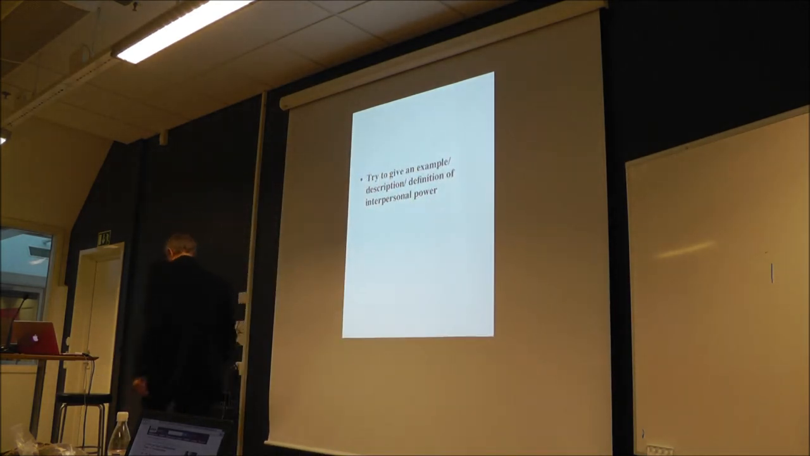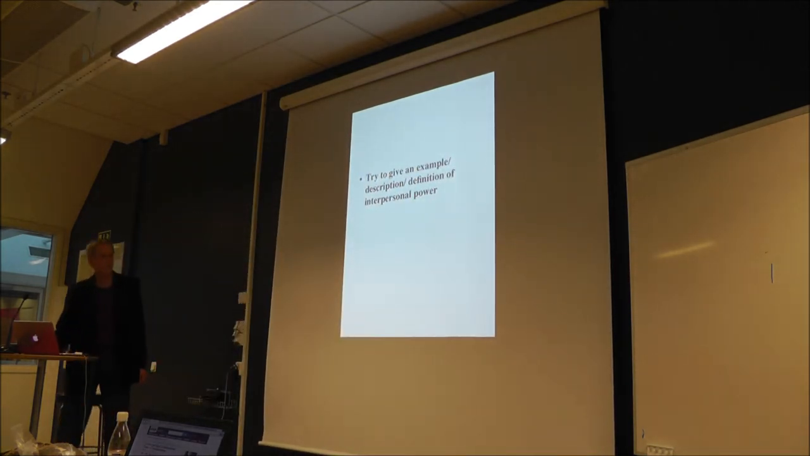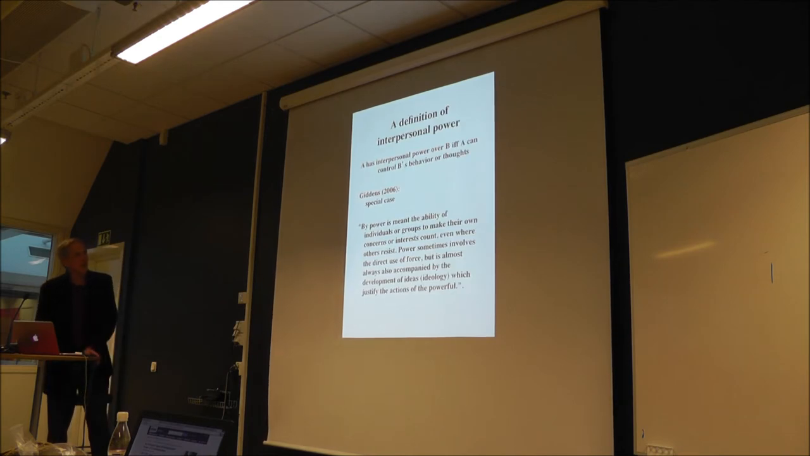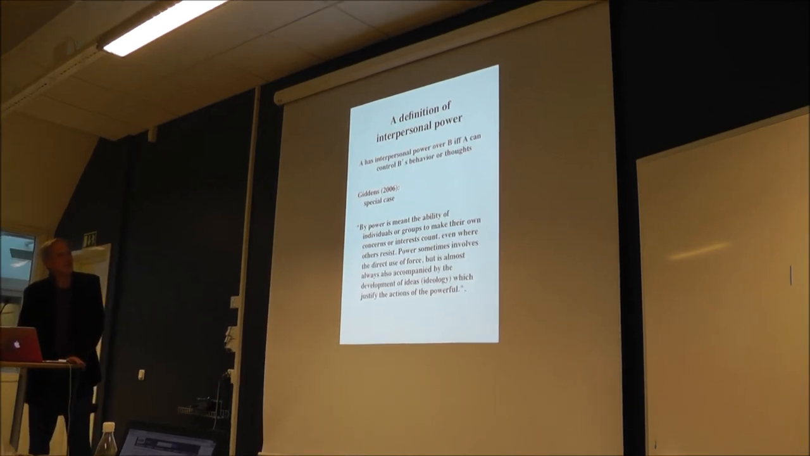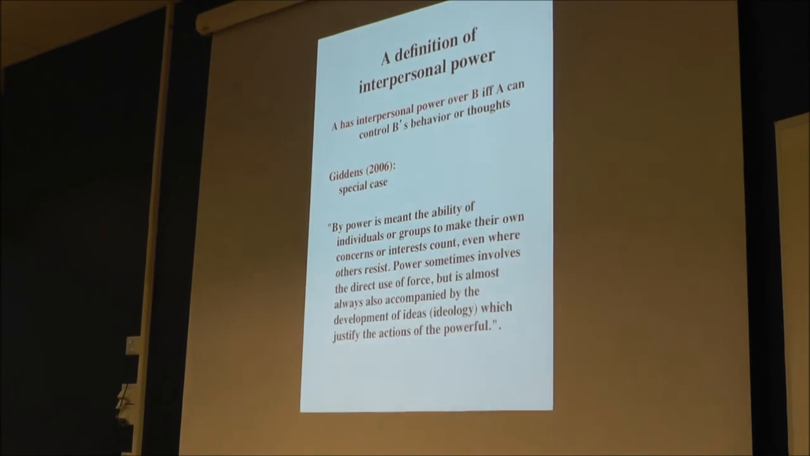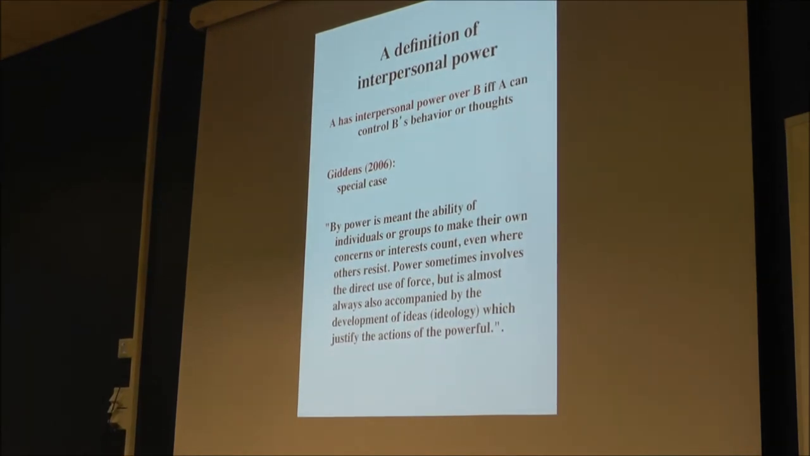So I said, A has interpersonal power over B if and only if A can control behavior or thoughts. So I was on the control side and not so much on the soft influence side. I might even call that influence, in fact. But I was also on the mental side with you, but I had a wider sense than you did, because you just had perception of reality, and thinking could be other things.